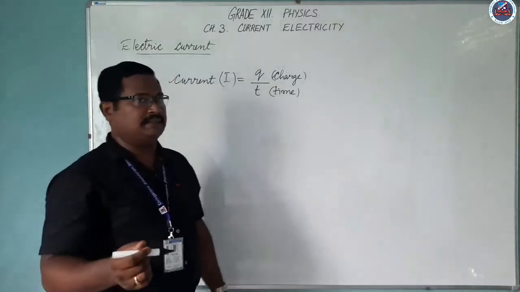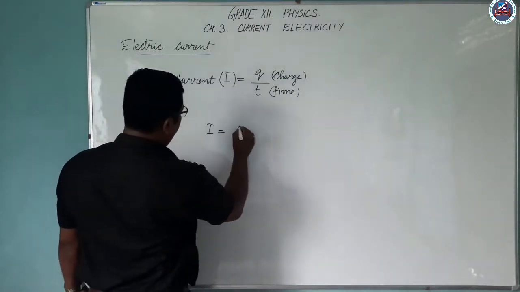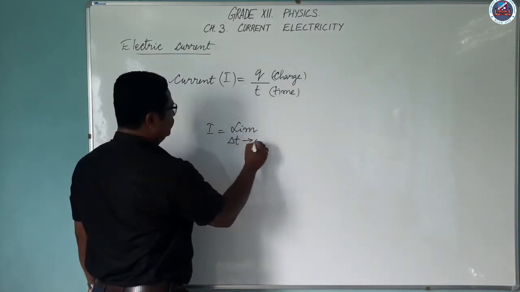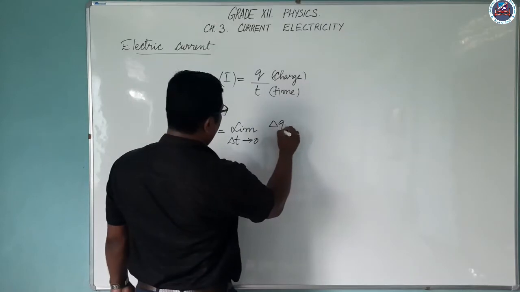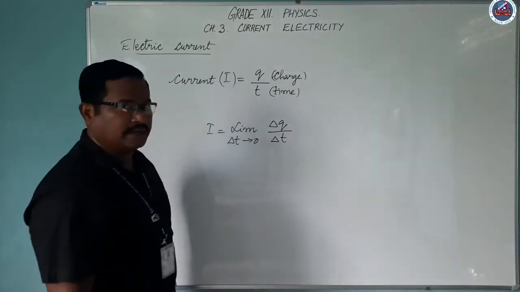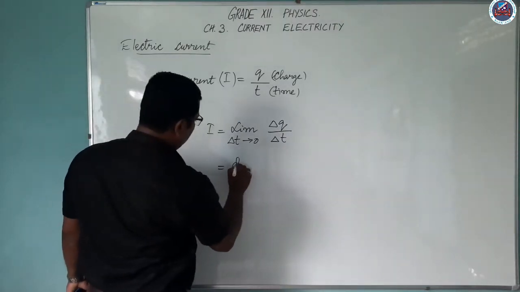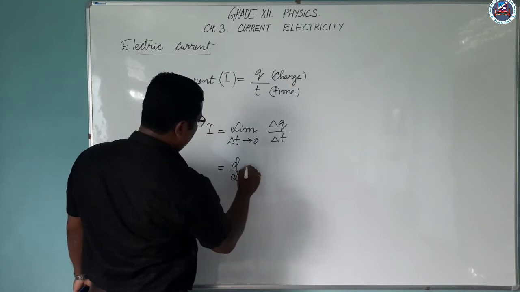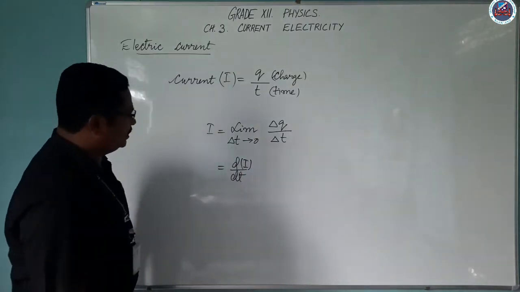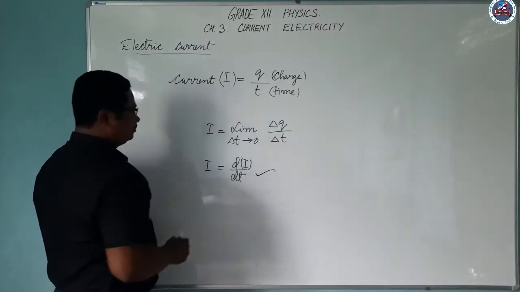So in that case, the expression for current can be written in the limit form, limit delta t tends to 0, delta q by delta t. This way also we can represent electric current. And if you want to write in differential form, dq/dt, or you can read it as dq by dt. So this is more general, you can express electric current.